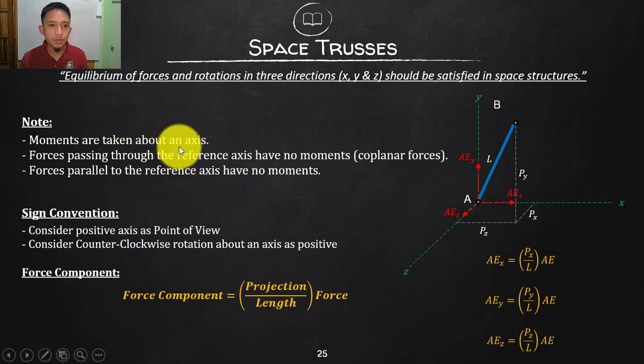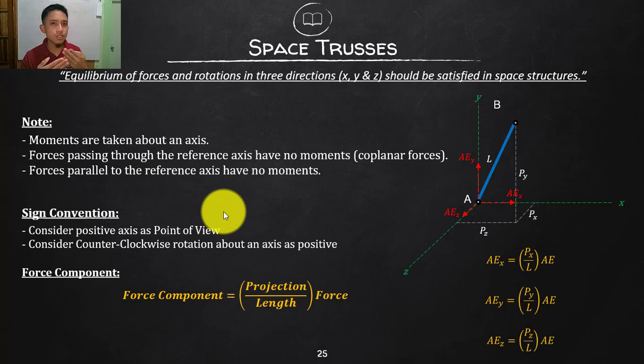If we are going to do that, then forces passing through the reference axis have no moments, just like a force passing through a line, but this time we are considering an axis. So a force that intersects this reference axis will have no moment. When do forces intersect? Let's say this is the axis of reference and this is the force. If it passes through the reference axis, then there is no moment arm, so there is no moment.